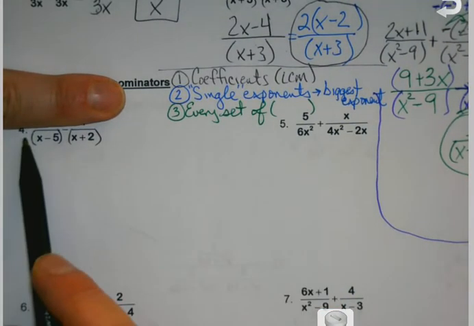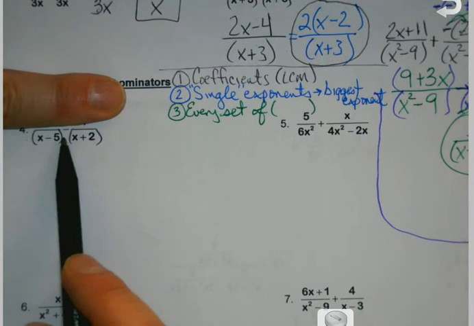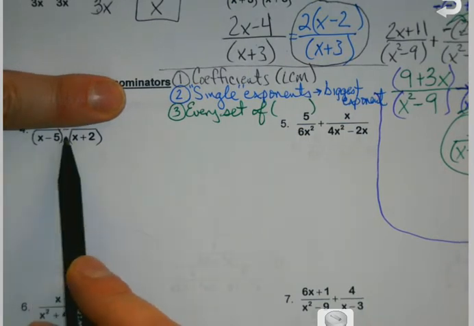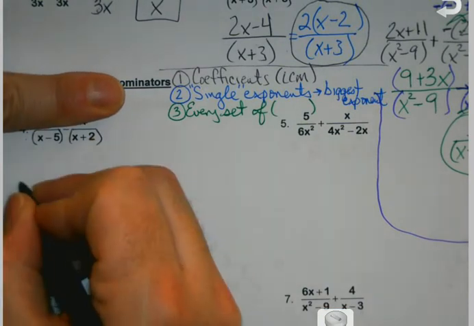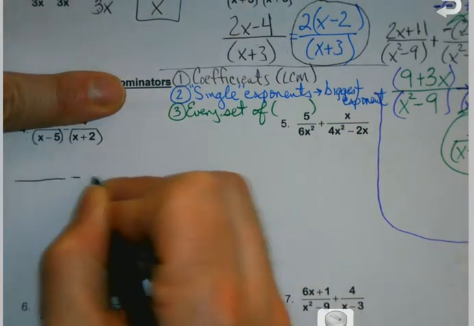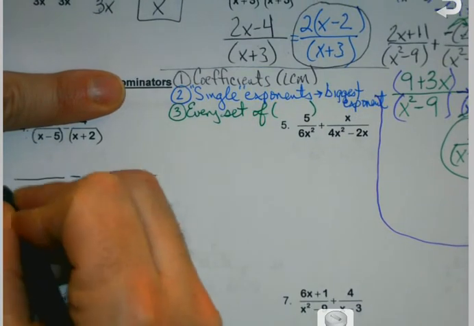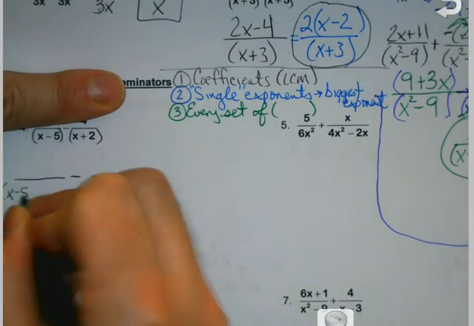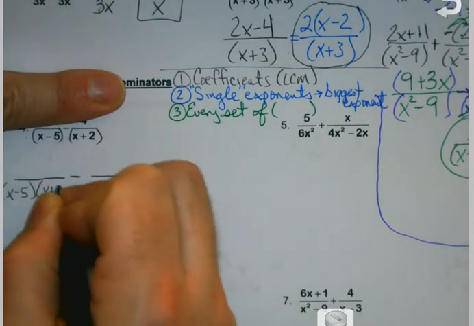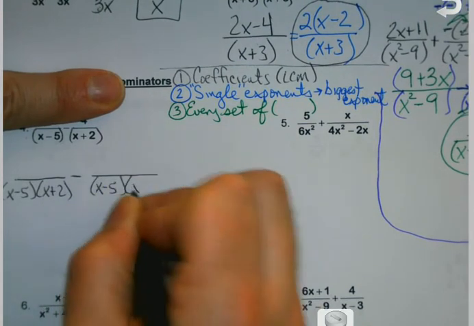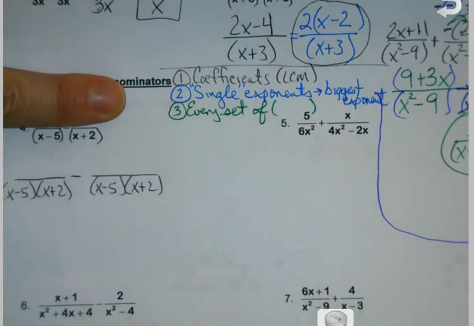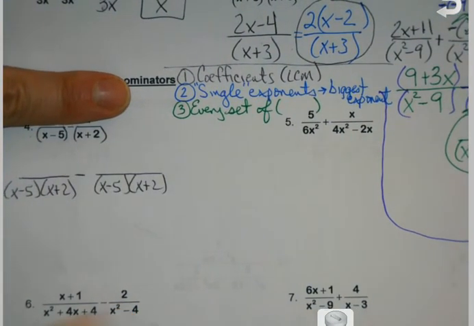Do I have any variable terms or single exponents sticking out here? No. But do I have sets of parentheses? I do. So, my job, every unique set of parentheses I see, I'm going to write in for my common denominator. So my common denominator for this problem is going to be x minus 5 and x plus 2.